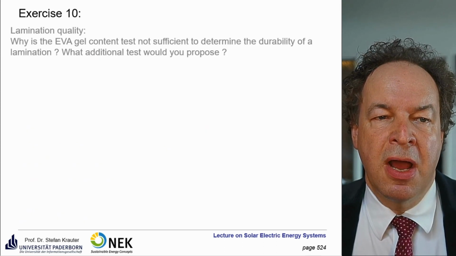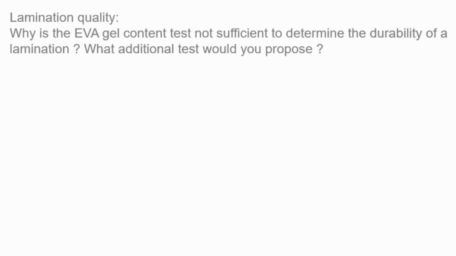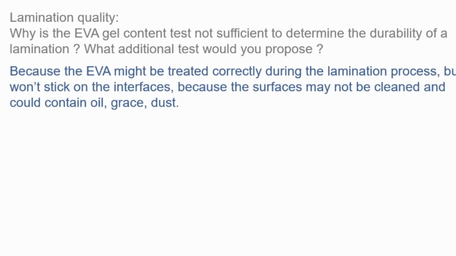Lamination quality. Why is the EVA gel content test not sufficient to determine the quality of a lamination? What additional tests would you propose? The answer is because the EVA might be treated correctly during the lamination process, but it won't stick to the interfaces because the surfaces may not have been cleaned and could contain oil, grease, or dust.